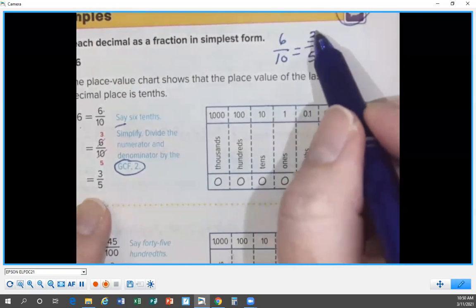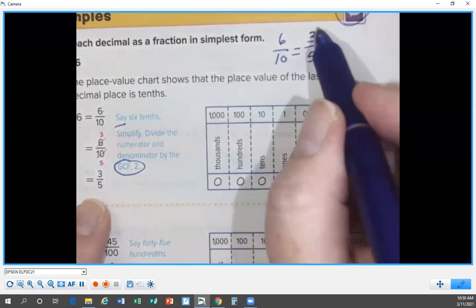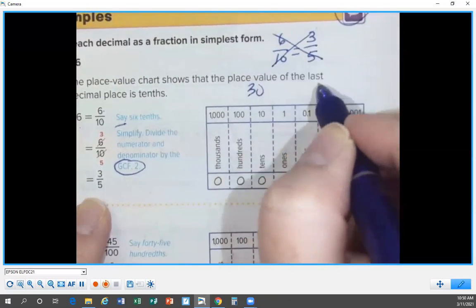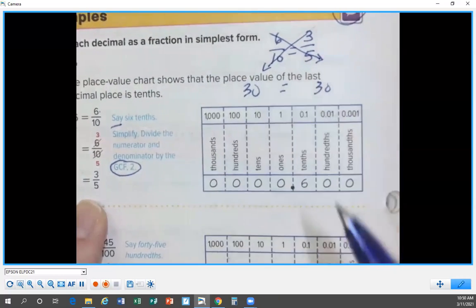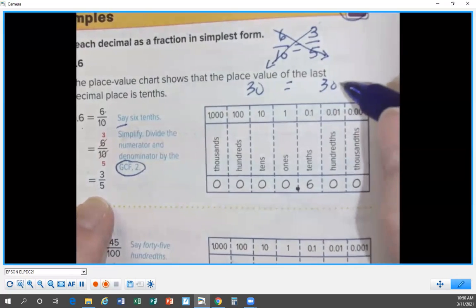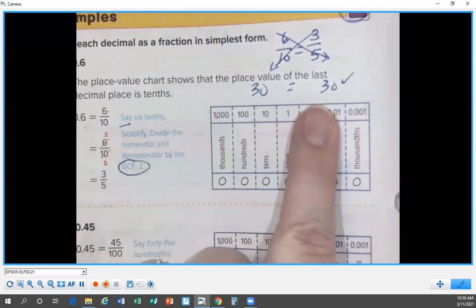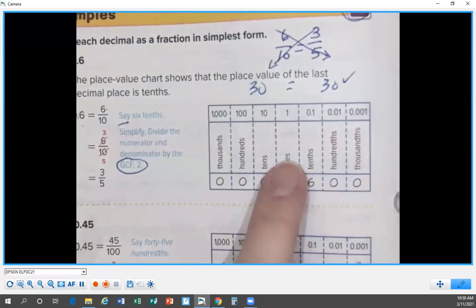And what I mean by cross products, so these are the diagonal. Product is the answer to a multiplication problem, so we'll multiply diagonally. 3 times 10 is 30. 6 times 5 is 30. Okay, so I just multiplied on the diagonal. Those are called cross products. So I can check and make sure two fractions are equivalent if I can see that their cross products are equal.